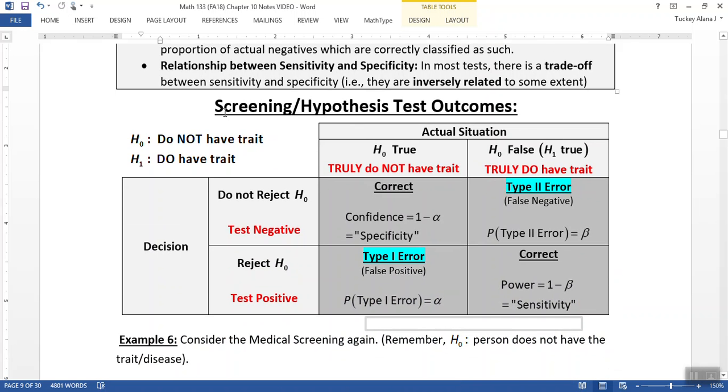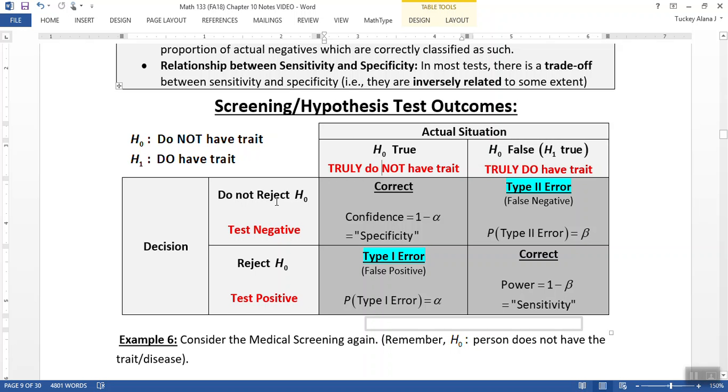So I have a screening hypothesis test here. And I'm just noting that the null would be that you do not have the trait, right? We assume everything's fine. We assume you don't have the disease or that the computer doesn't have a virus or whatever. The alternative is that you do have that trait. Now, if the actual situation is H0 is true, that means they truly do not have the trait or the computer truly does not have the virus. If H0 is false, that means H1 is actually true, and they truly do have the trait. Now keep in mind, the actual reality we don't really get to know, but we're just keeping this in mind for a philosophical discussion.